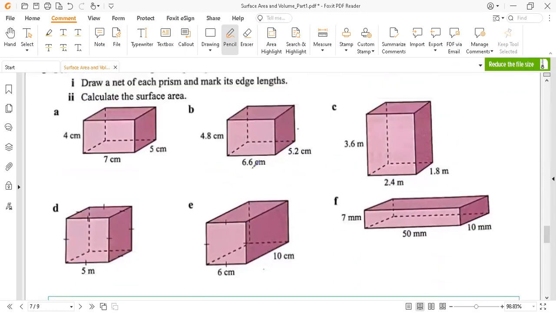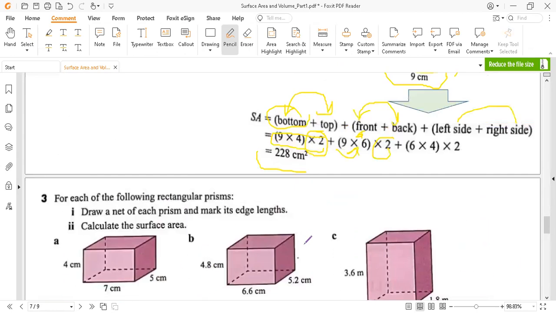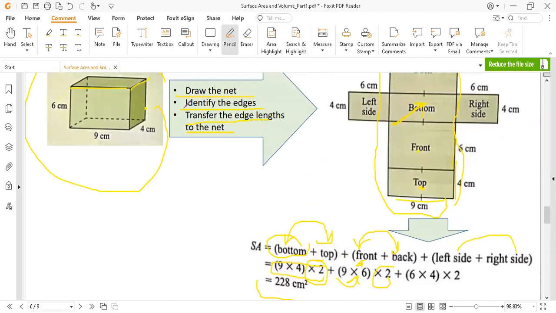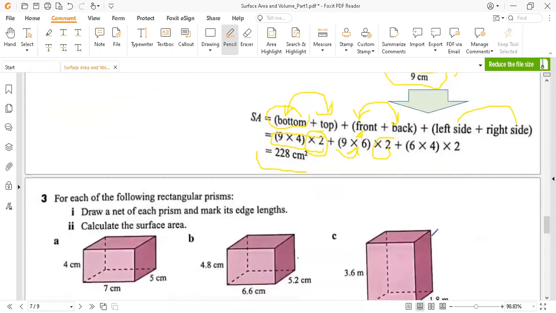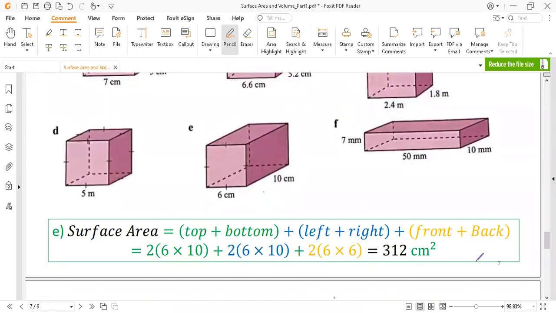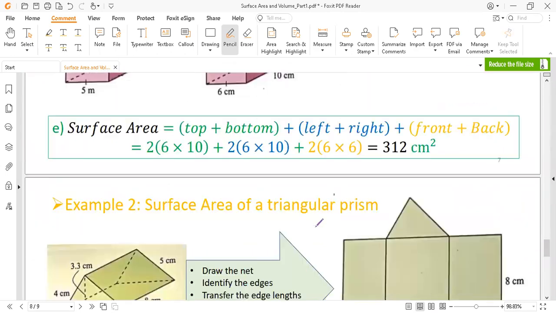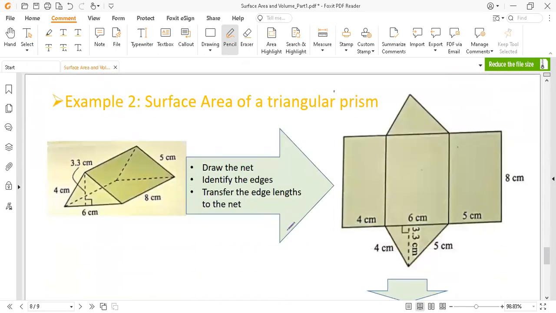You can also use the same way by drawing the net, identifying the edges, transferring the edge lengths to the net, and completing the following calculation by yourself. It's also very easy to see how to proceed with the surface area of a triangular prism, and how to distinguish between a rectangular prism and a triangular prism. A rectangular prism has 6 rectangular faces. A triangular prism has 3 rectangular faces with 2 triangular faces.